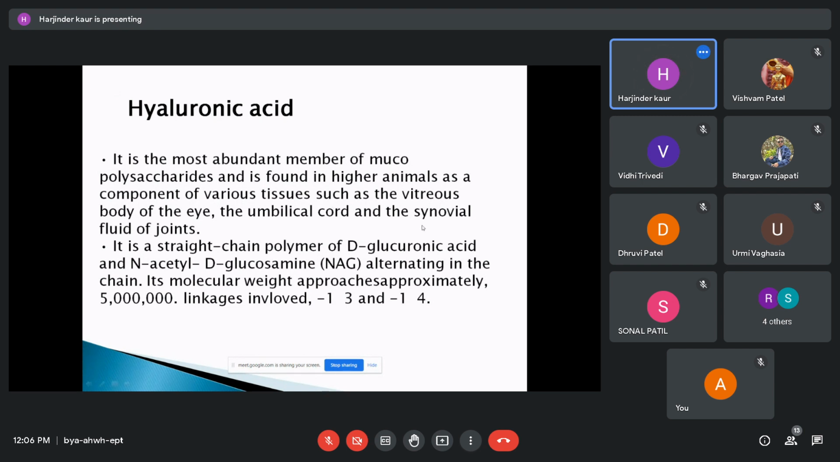Then it is also a polymer chain which has glucosamine units, and generally the linkage is 1,3 or 1,4, and very long chain structures are there.